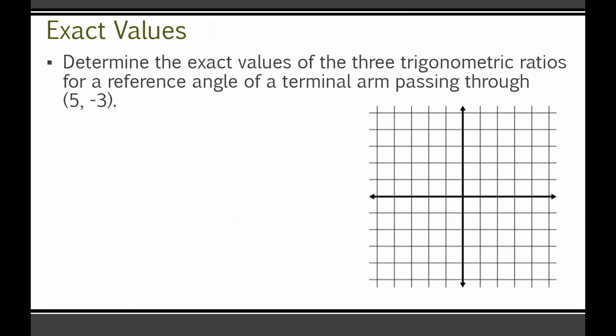Determine the exact values of the 3 trig ratios for a reference angle of a terminal arm passing through 5, -3. Basically the same as the last question. So much so, as a matter of fact, why don't you pause the video here and give this one a try on your own.